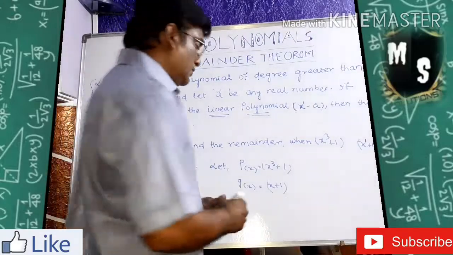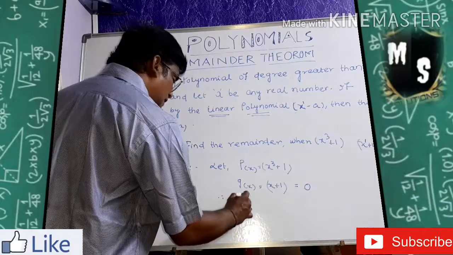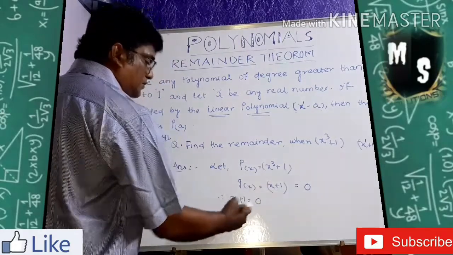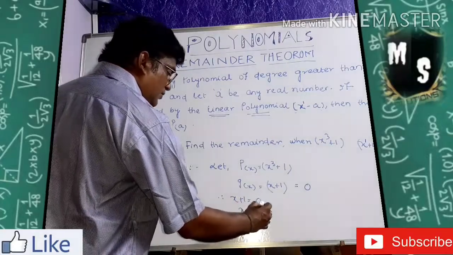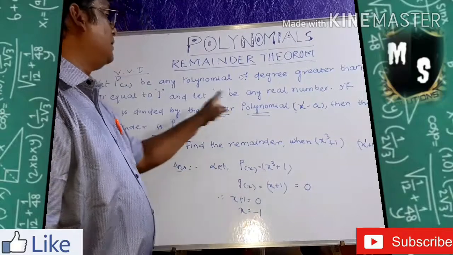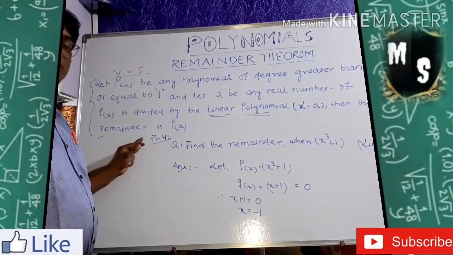Now let g(x) be equal to 0. Then x plus 1 is equal to 0, because g(x) is x plus 1. What value do we get? x equals minus 1. Now you put this x value here, because this is the real number to get the remainder.